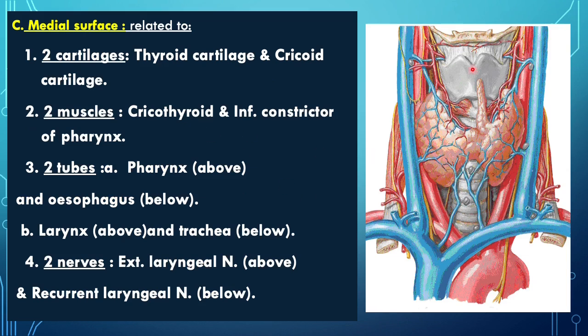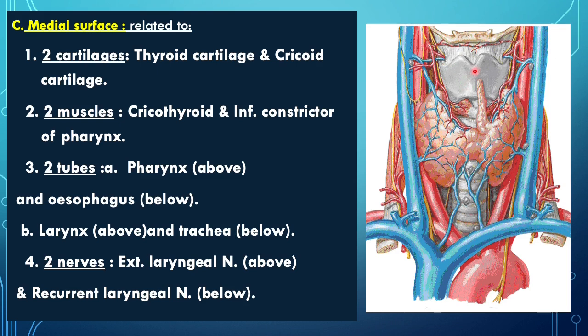Medially, what are the structures seen in the midline? We have two cartilages, two muscles, two tubes, two nerves. The two cartilages are the larynx, that is the thyroid cartilage and the cricoid cartilage. The two muscles are the cricothyroid, stretching between the two cartilages, and another muscle called the inferior constrictor, which comes to here. And the two tubes are the trachea and the esophagus.